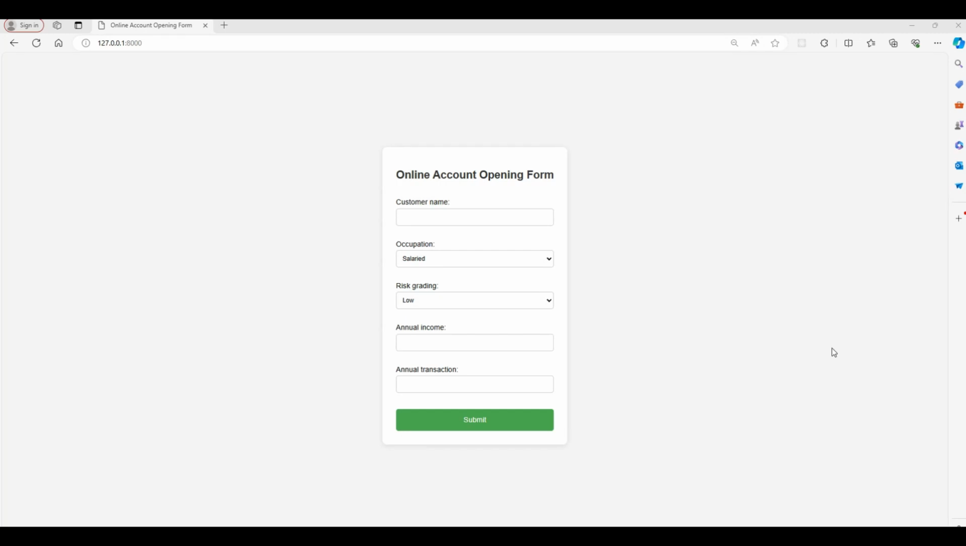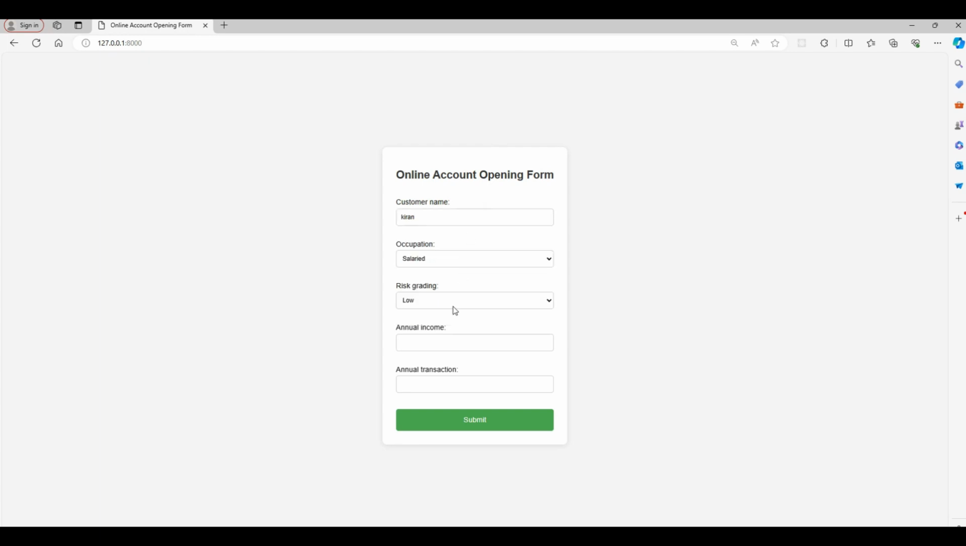So, in this lecture, we are going to discuss how to segment customers based on machine learning algorithms. First, let's look at this simple online account opening form. Okay, let's try this out.